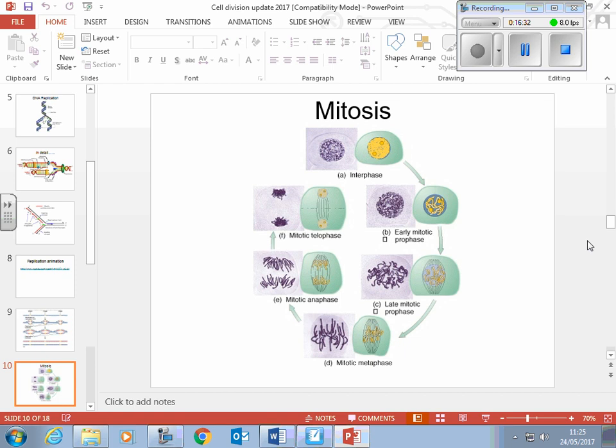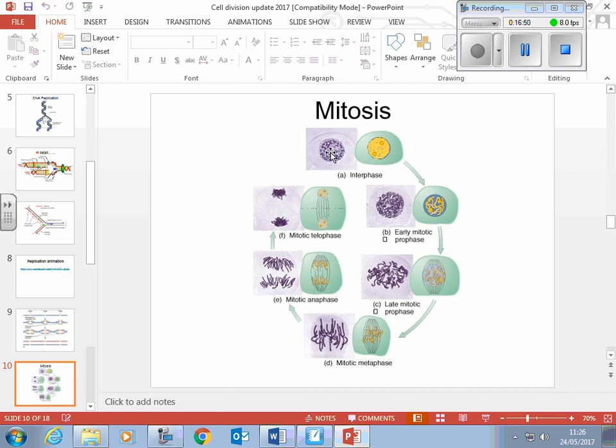Or you could find a set of diagrams and print them off, cut them out, and play at rearranging them. Don't put the labels on them necessarily. Write those on the back and then rearrange them so they're in the right order. So you can see what the chromosomes are up to.